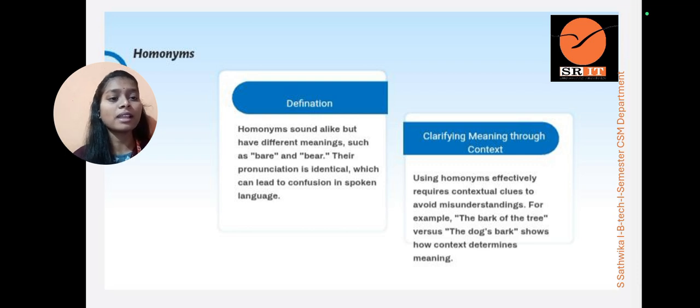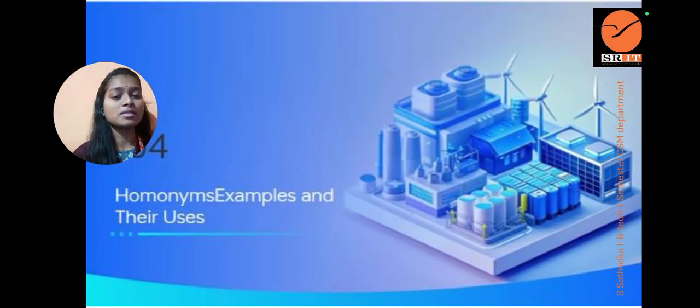So let's see how to clarify meaning through context. Using homonyms effectively requires contextual clues to avoid misunderstandings. For example, the bark of the tree and the dog's bark. Here the word bark shows different meanings. Let's see the examples of homonyms.